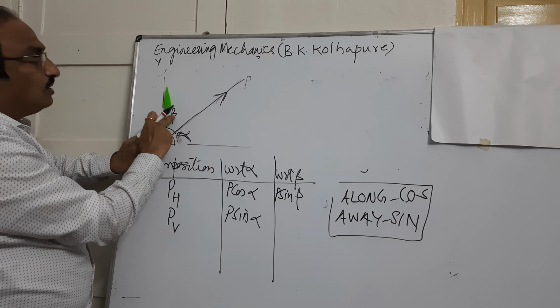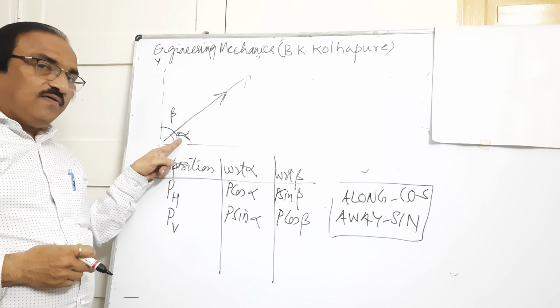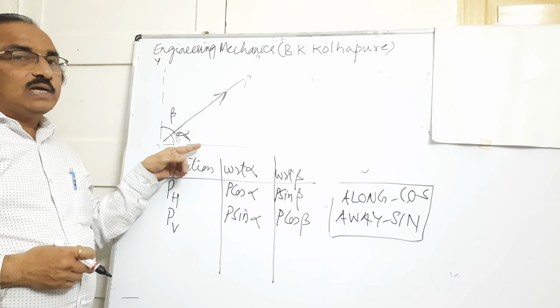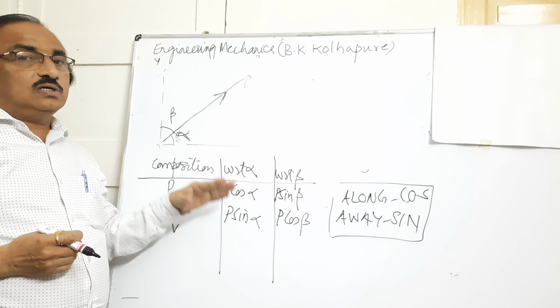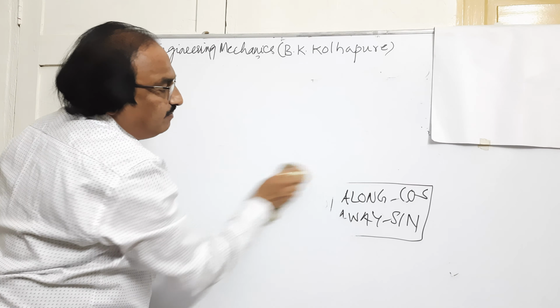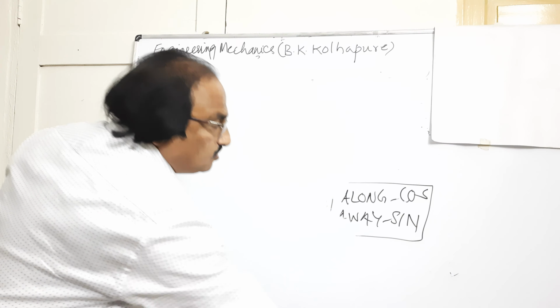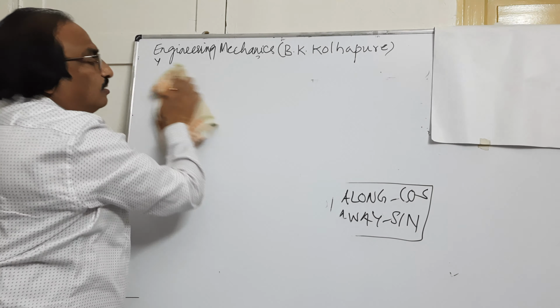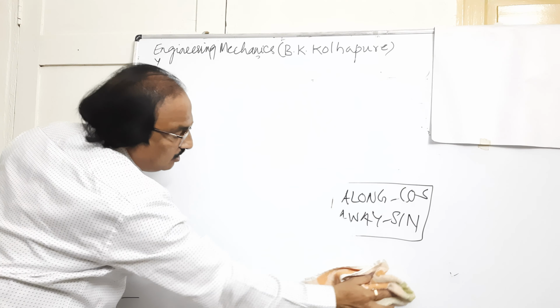So if you understand this, whether the angle is given alpha or beta, you can resolve the force horizontally and vertically. The principle you will be using is along is cos, away is sine. So using this principle, we can go for solving the problems. Along and away. So these are your mantra to solve the problems in engineering mechanics. Along, away.